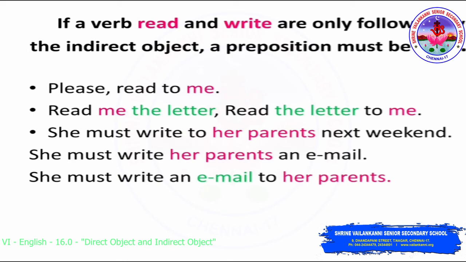Okay. Another example. She must write to her parents next weekend. She must write her parents an email. So, her parents is the indirect object, and the direct object is email. Or you can even say she must write an email to her parents, where to her parents is an indirect object.